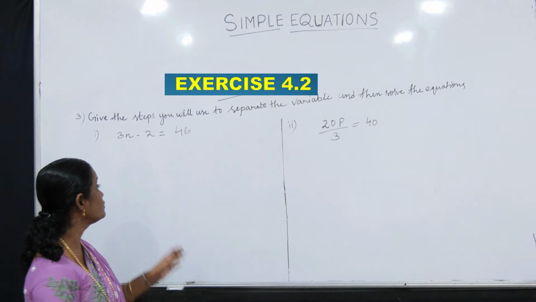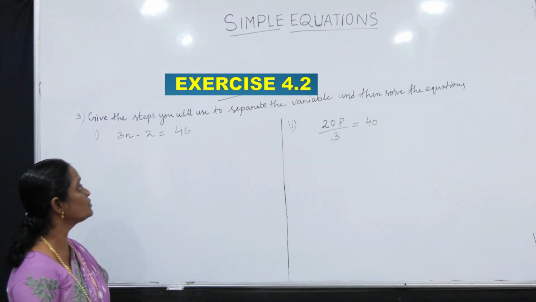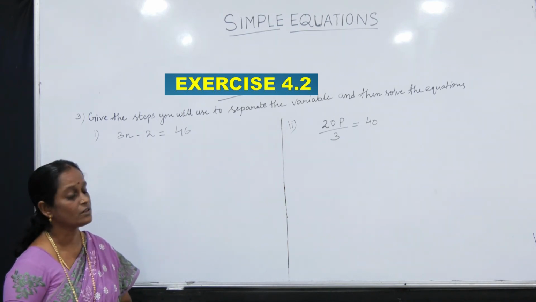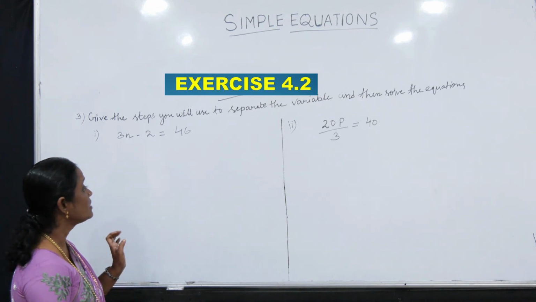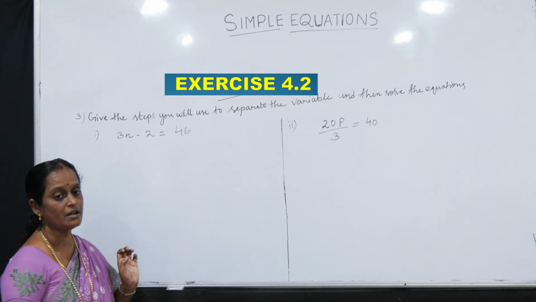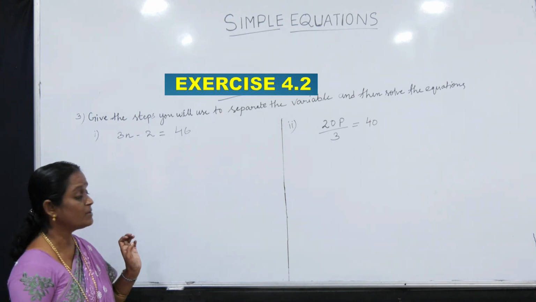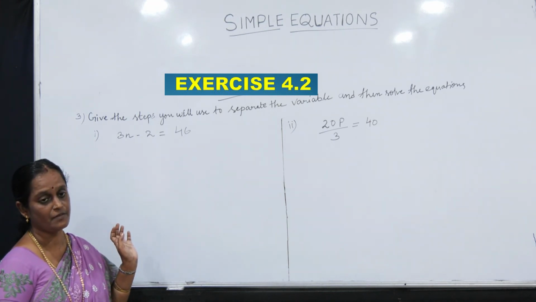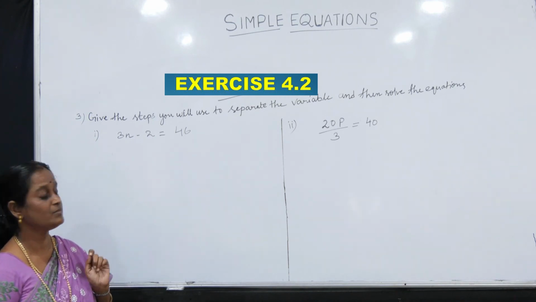Students, next question, question number 3. Give the steps you will use to separate the variable and then solve the equation. Here we have to give more than one step. इससे पहले हमने जो किया था उसमें एक स्टेप में ही हमारा सॉल्यूशन मिल गया था. यहाँ पे हमें 2 स्टेप्स देना पड़ेगा वेरिएबल को सेपरेट करने के लिए, इसके बाद हम सॉल्व करेंगे.